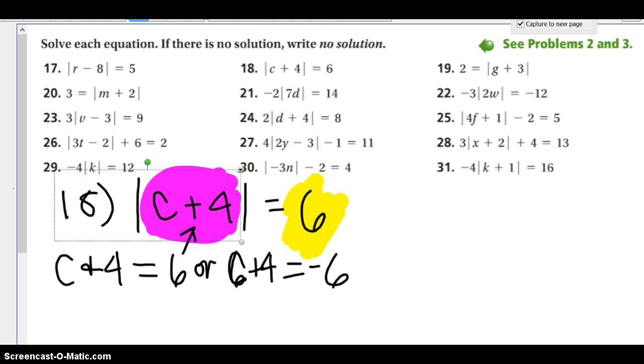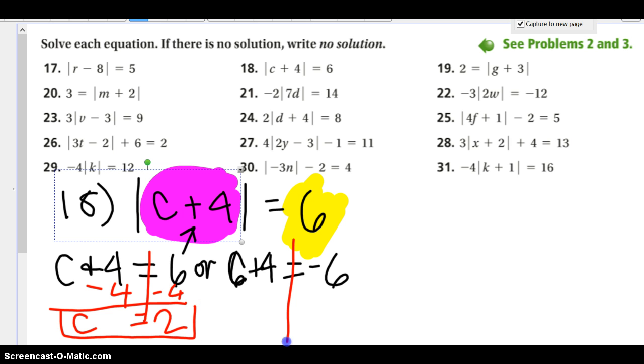So you go through, you solve it, you might say, hey, I can do that in my head. Yes, but be careful because you're going to get two separate answers. So now I've got c equals 2. Did you get that one? And what do you get over here? Minus 4, so I get c equals negative 10.